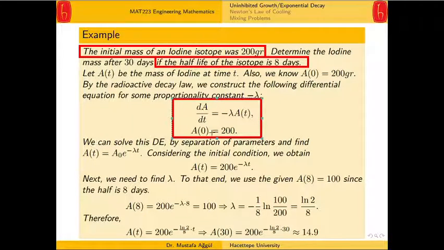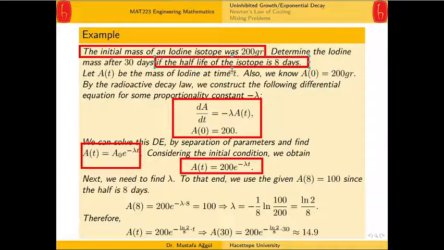We solve this differential equation and find A(t) is equal to some constant A naught times e to the negative lambda t. Then we use the initial condition. We substitute 0 for t, and we see this is just 1, and then A naught will be 200. So this will be the solution for our initial value problem. Then we need to find lambda. To that end, we need to use this information given here.